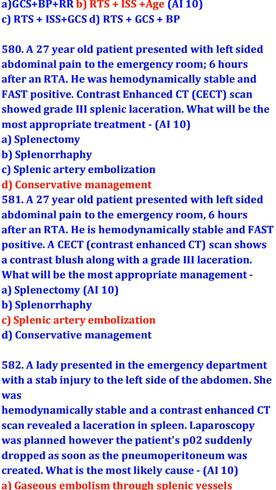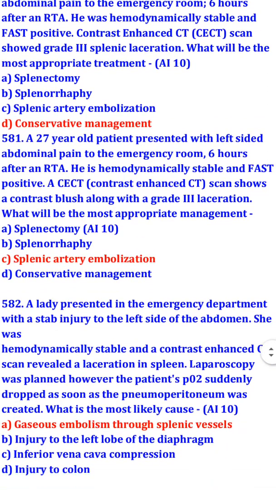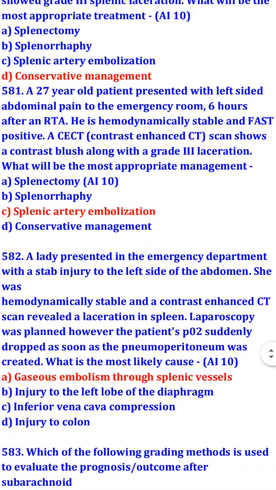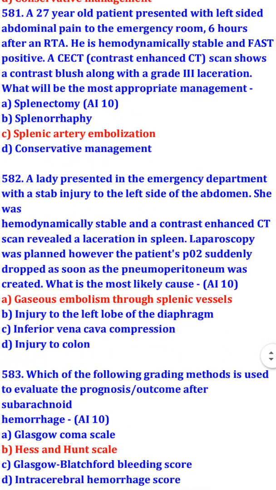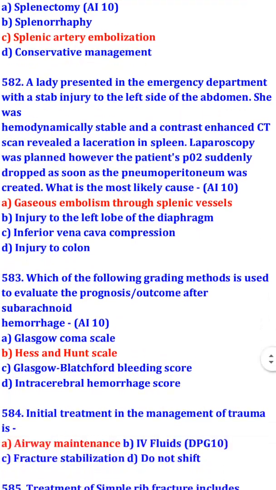A 27-year-old patient presented with left-sided abdominal pain to the emergency room 6 hours after an RTA. He is hemodynamically stable and FAST positive. A CECT scan shows a contrast blush with a grade 3 laceration. What will be the most appropriate management? Splenic artery embolization. A lady presented to the emergency department with a stab injury to the left side of the abdomen. She was hemodynamically stable and a contrast enhanced CT revealed a laceration in spleen. Laparoscopy was planned. However, the patient's PO2 suddenly dropped as soon as the pneumoperitoneum was created. What is the most likely cause? Gaseous embolism through splenic vessels.